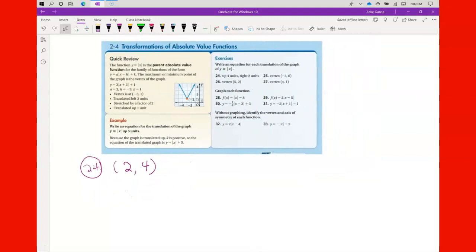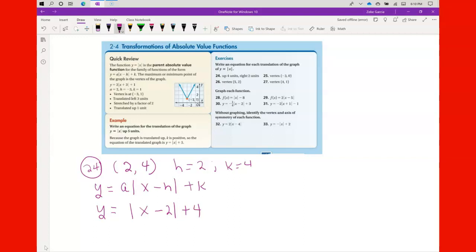Remember the formula that I gave you? We have y equals a times the absolute value of x minus h, plus k. In this case, there was no stretch, so a is just going to be 1. Remember, you have to identify your h. In this case, it's 2. And we have to identify our k, which is 4. So we have the absolute value of x minus 2 plus 4.